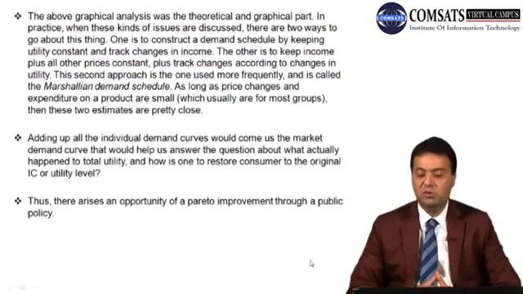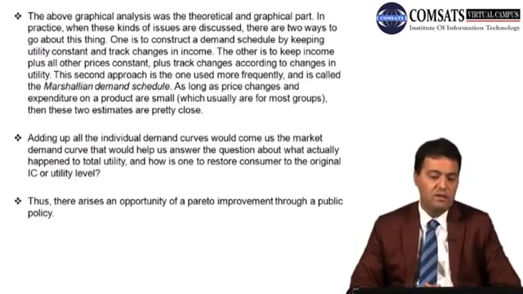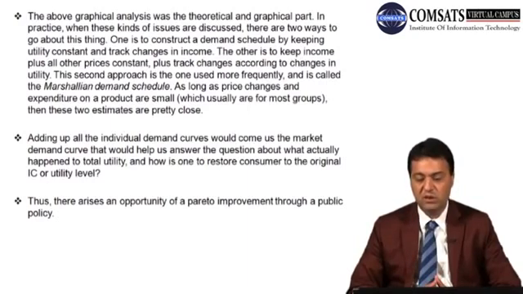So the above graphical analysis was the theoretical and graphical part. In practice, when these kinds of issues are discussed, there are two ways to go about this. One is to construct a demand schedule by keeping utility constant and track changes in income. The other is to keep income plus all other prices constant and track changes according to changes in the utility. This second approach is the one used more frequently and is called the Marshallian demand schedule. As long as price changes and expenditure on a product are small, which usually is the case, these two estimates are pretty close.